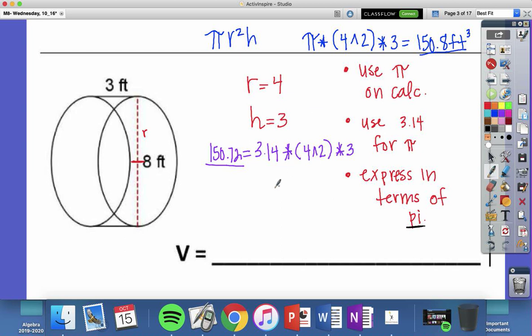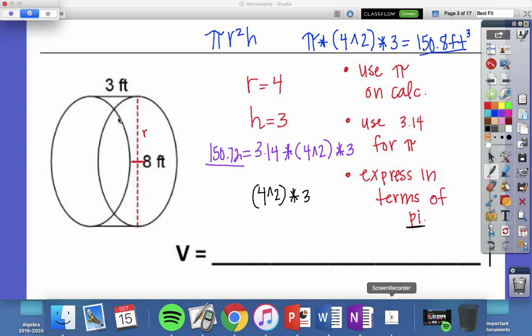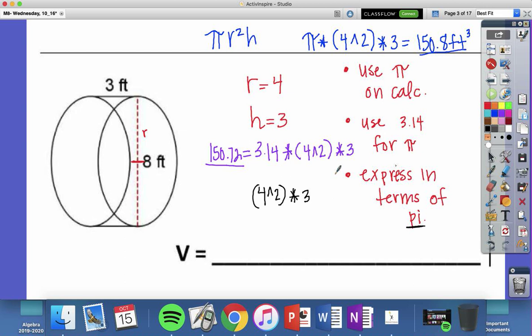So I would calculate what 4 squared times 3 is, because I'm still going to do the radius squared times the height, but then I'm not going to multiply pi in there. So 4 squared times 3 is just 16 times 3, which is 48. And so our answer in terms of pi would be 48 pi.